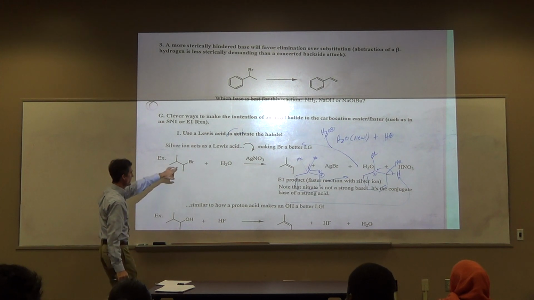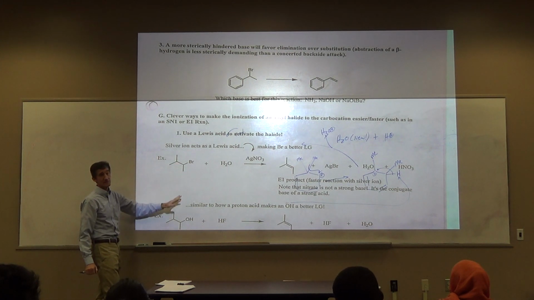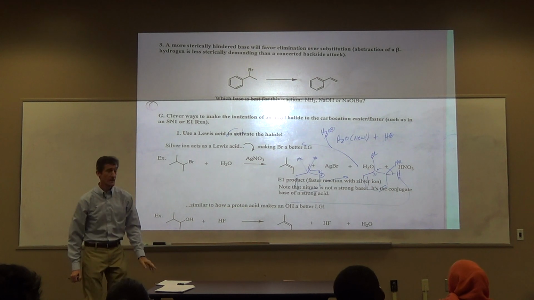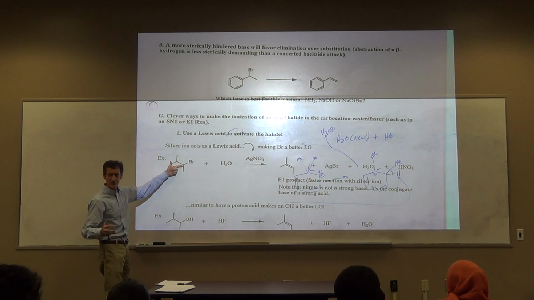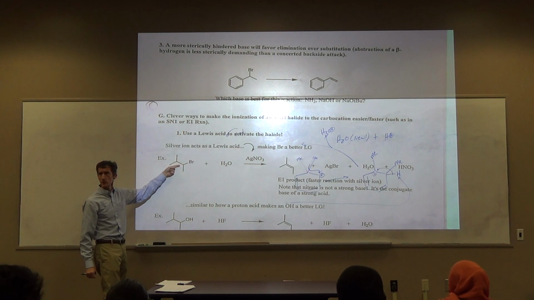What if it was on a primary carbon? Then we would say it kind of doesn't want to leave at all. See, secondary is kind of mediocre. It can, but it might be a little slow, yeah? What if this reaction is too slow for you? Maybe you don't want to go to lunch earlier. How can we make the bromine a better leaving group?